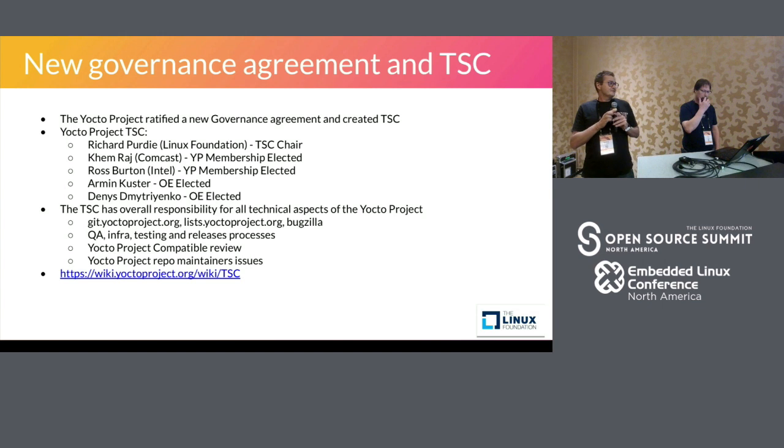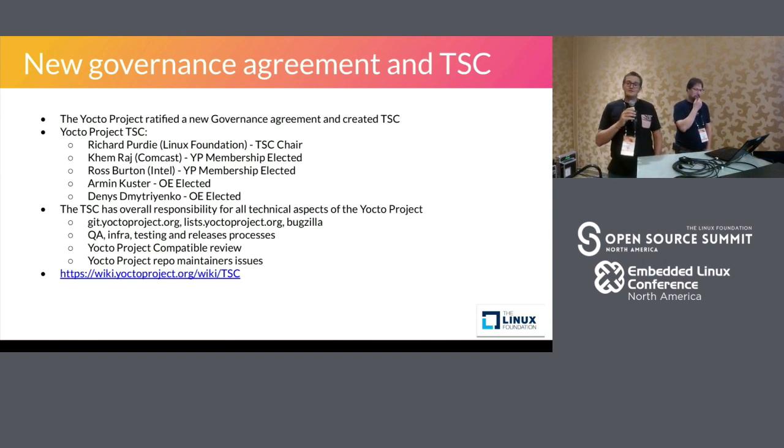Overall, the TSC is responsible for everything that relates to the Yocto Project: all the Git trees, any kind of maintenance issues, the infrastructure, the testing, the release process, the compatibility program, everything that deals with the Yocto Project is now under the responsibility of the TSC. The goal is not to have the TSC decide and do everything, but when a decision needs to be made and the committee cannot reach an agreement, we will go and use the TSC for that.